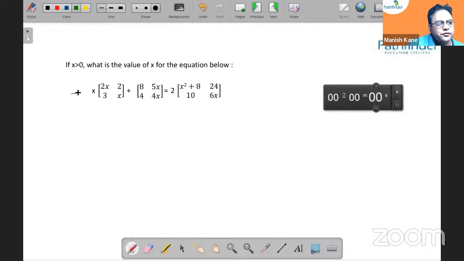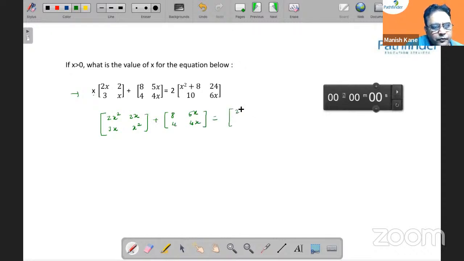Okay, what do you get here? Just multiply the scalar with all the elements. This is a scalar. So 2x square, you will multiply it like a scalar: 3x, x square plus 8, 5x, 4 and 4x. This must be equal to multiplying 2 inside with all: 2x square plus 16, 24 into 2, 48, 10 into 2, 20 and 6x into 2, 12x. Now just add up the corresponding elements.